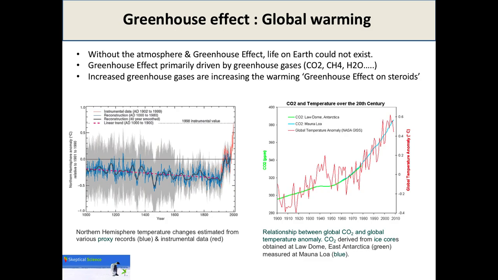But this is what we talked about in statistics applied to real data. So the Northern Hemisphere temperature is going through a massive increase in the last 50 to 100 years, and the rate of this increase is getting faster and is increasing every year.